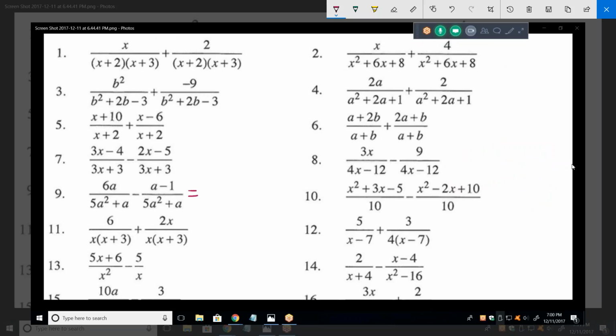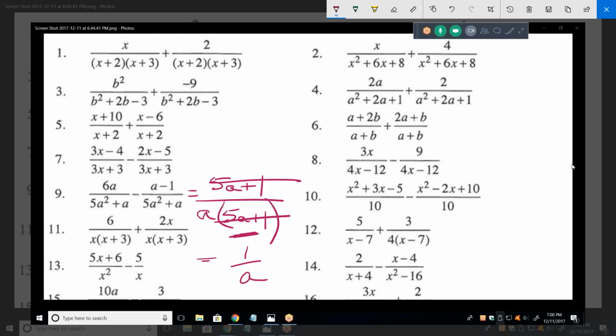Tell me what I should write for the numerator. 5a plus 1. Good. Over. Factor it. So then it's a times 5 plus 1. 5a plus 1. No, you're going to try to duplicate whatever that factor is in the numerator. We're probably going to find something like it in the denominator. And so then it has to be exactly like it. So it's 1 over a. Okay.